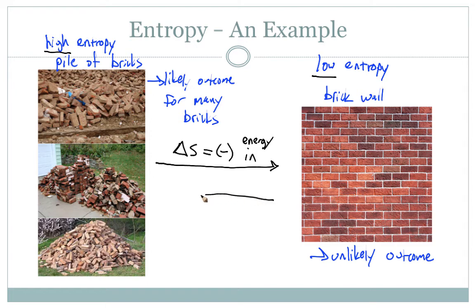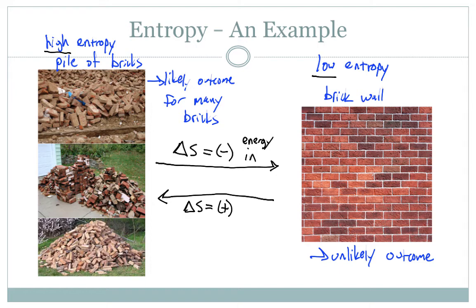Conversely, if we were to see the opposite happen, going from a low entropy system to a high entropy system, this would create a delta S that would be a positive value. This is something we would expect to see happen. If, for example, my brick wall was sitting out in front of my house and a tree fell down and hit that brick wall, we would expect the tree to convert the wall into a pile of bricks. No work or effort on my part to have that happen.